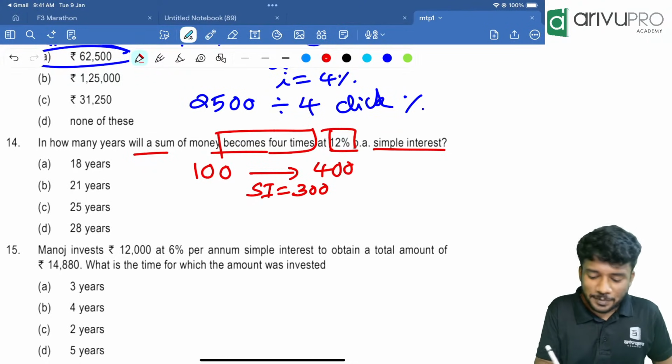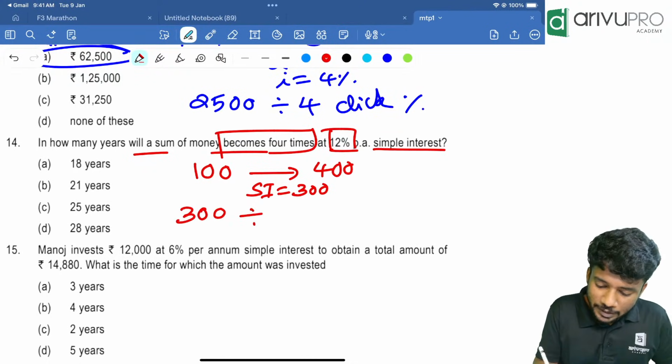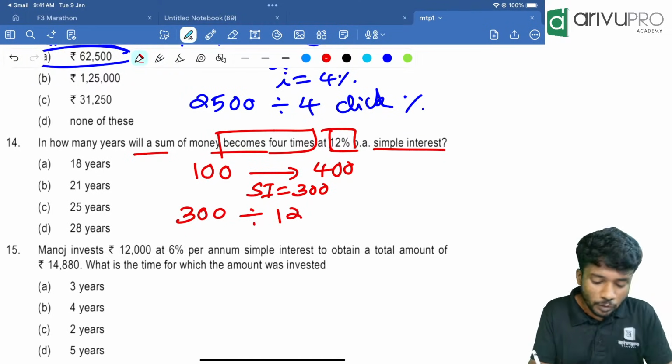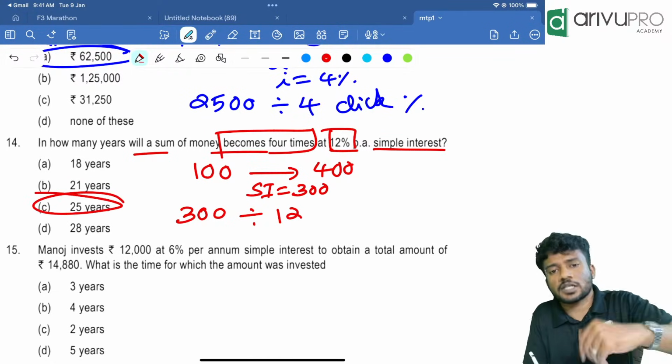People, what is the easiest method? Type 300 divided by 12. Don't click percentage. 300 divided by 12, which is equal to 25. Another previous year question. Yes.